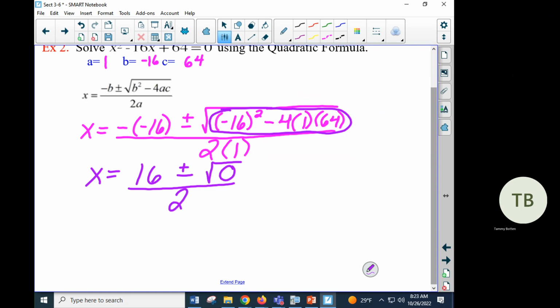What do you guys think the square root of 0 is? Just 0. So whenever you get a 0 under there, you don't have to worry about any of this. Okay, because it's really just plus 0 or minus 0, which is not going to change it. And your answer then is just going to be 16 divided by 2, which is 8. So when you get a 0 under the square root, you're always going to have just one answer. Okay.